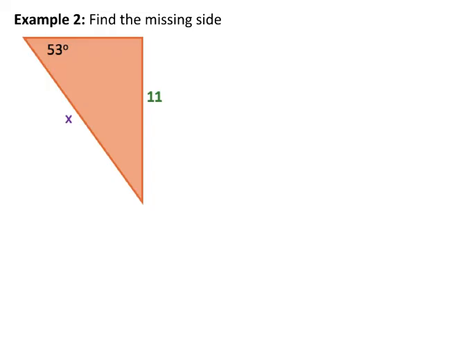All right, here's another example. Let's say I know this angle up here. Here's the right angle. I know this side is 11, and notice how that's opposite from my 53. So the 11 is the opposite. And what I'm trying to find is the thing across from the right angle, which is the hypotenuse. So x is the hypotenuse here.